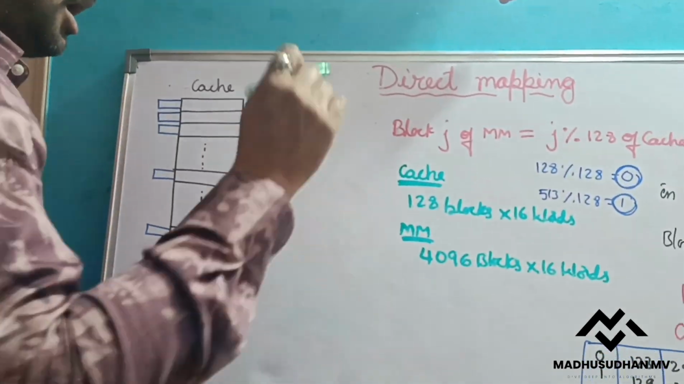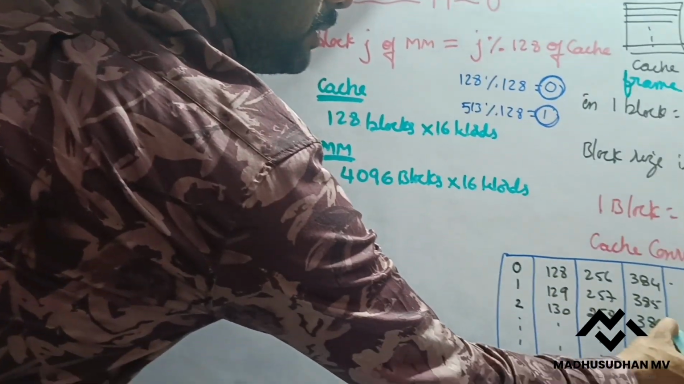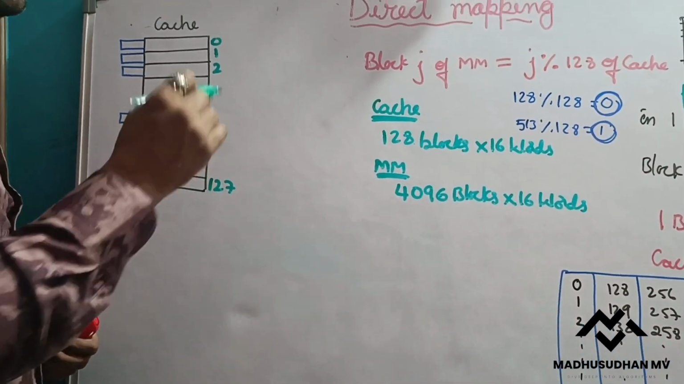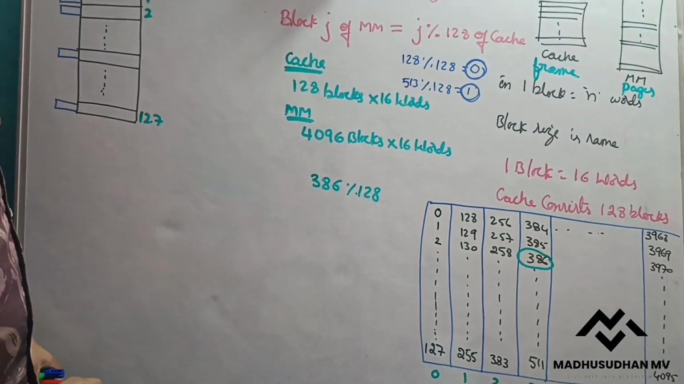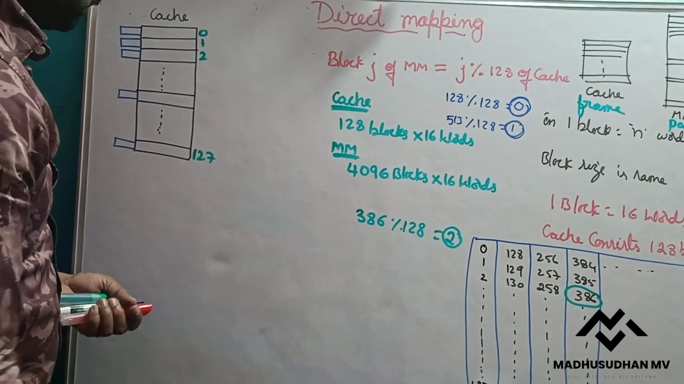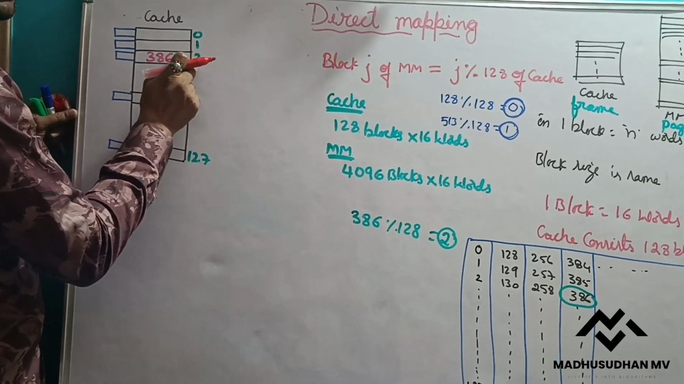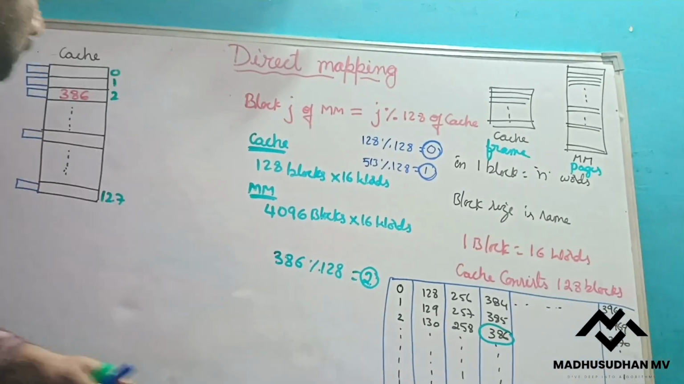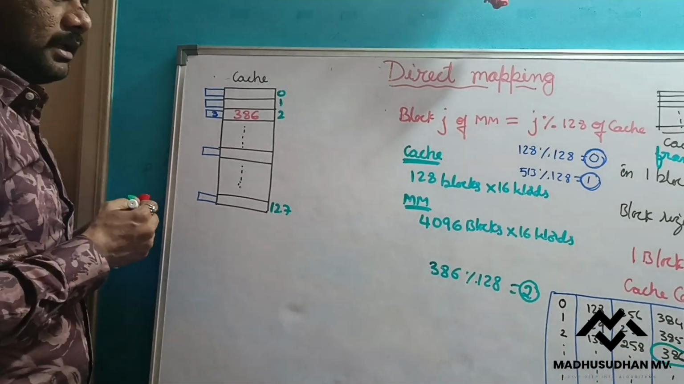Now assume I want to bring block 386 of main memory to the cache. Where to bring it? 386 modulo 128. What is the remainder? I will get the remainder 2. That means block 386 of main memory goes into block 2 of cache. Now 386 belongs to group 3, so the tag number here is 3.